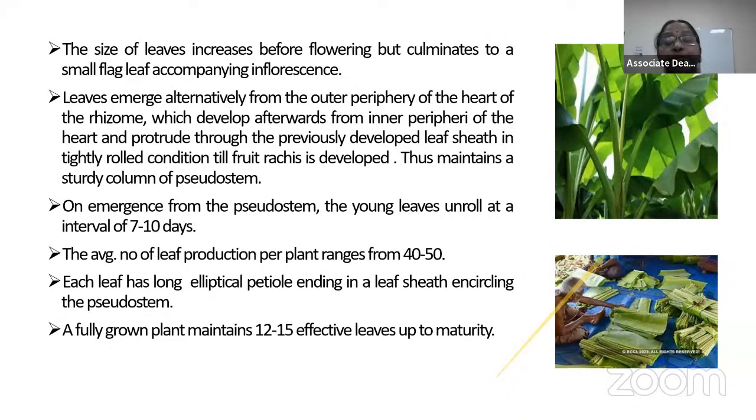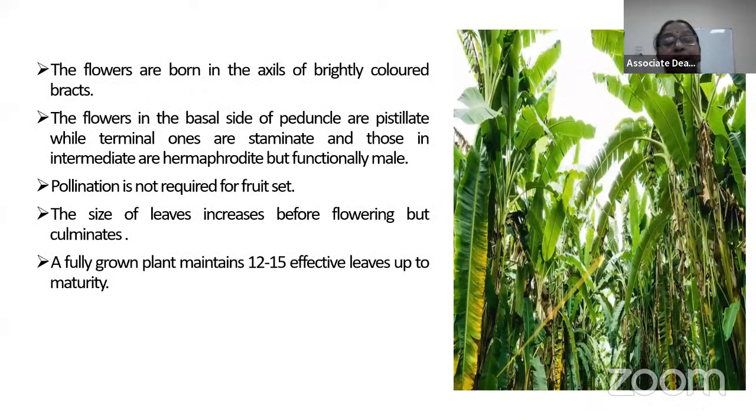And these flowers are generally born in the axils of brightly colored bracts, and they are generally purplish to reddish purple in color. On the basal side of the peduncle, we generally find three types of flowers. At the basal side of the peduncle are the pistillate ones, whereas the terminal ones are the staminate ones, and the intermediate ones are the hermaphrodite, but they are functionally male only.